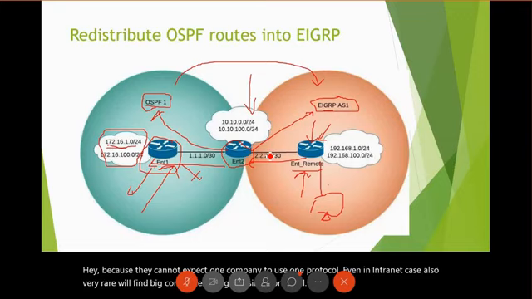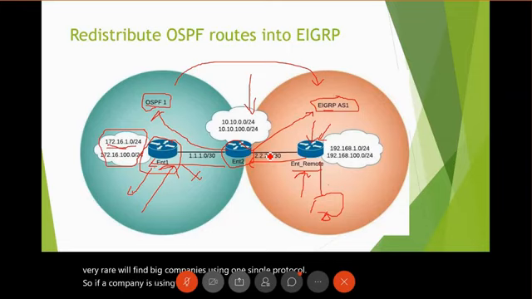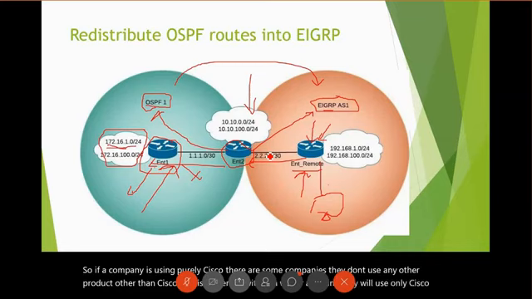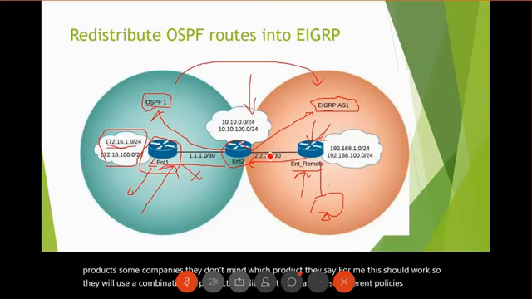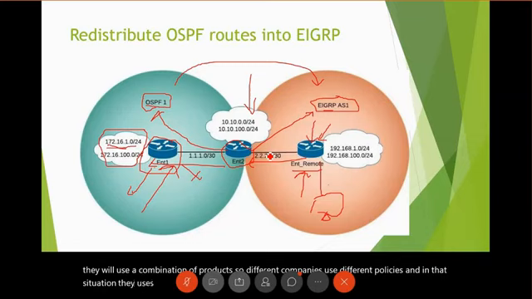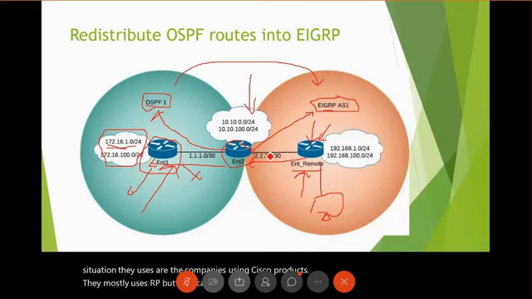If a company is using purely Cisco, there are some companies that don't use any product other than Cisco, whether it is router or switch or Wi-Fi or anything. I don't know for what reasons, but some companies will use only Juniper products. Some companies don't mind which product; they say, for me, this should work, so they will use a combination of products. Different companies use different IT policies. In that situation, they use EIGRP. If a company is using Cisco products, they mostly use EIGRP, but they can also use OSPF and BGP.